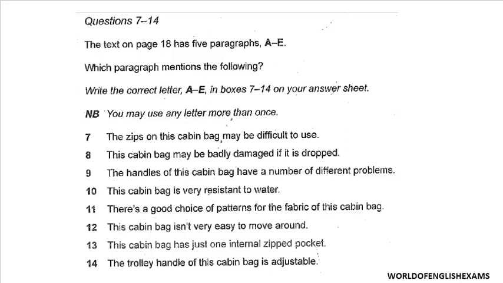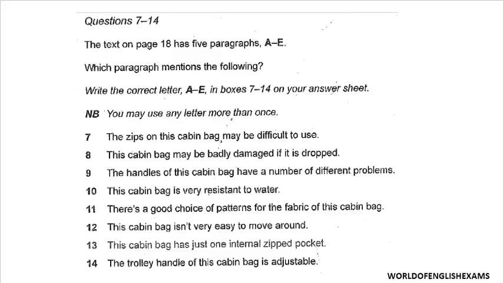Now let's see what kind of questions are given here and what process is to be followed. It is talking about the zips in this cabin bag may be difficult to use. This cabin bag may be badly damaged if it is dropped. So everything is talking about cabin bags. The handles of this cabin bag have a number of different problems. This cabin bag is very resistant to water. There is a good choice of patterns for the fabric of this cabin bag. The cabin bag isn't very easy to move around, and this cabin bag has just one internal zipped pocket. The trolley handle of this cabin bag is adjustable.